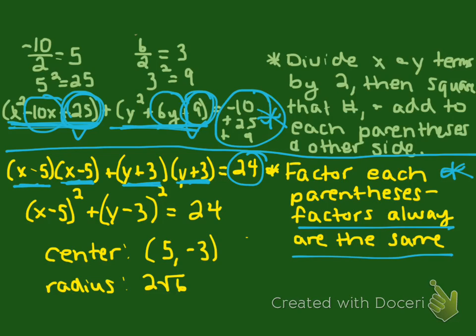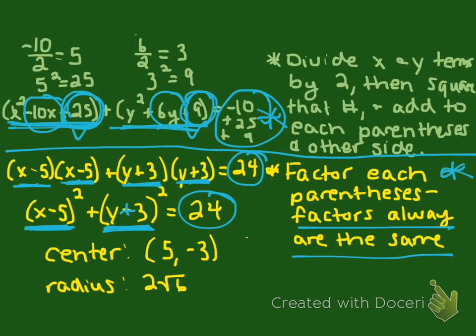So look, that's it. That is it, guys. You are done at this point because x minus 5 times x minus 5 is x minus 5 squared. And y plus 3 times y plus 3 is the same as y plus 3 squared, and that equals 24.